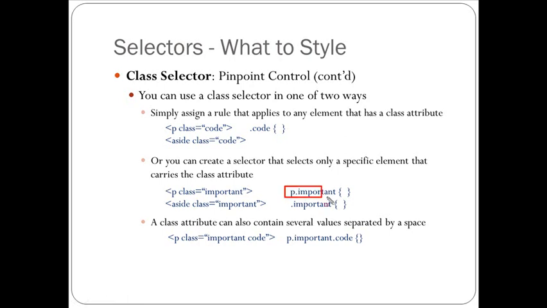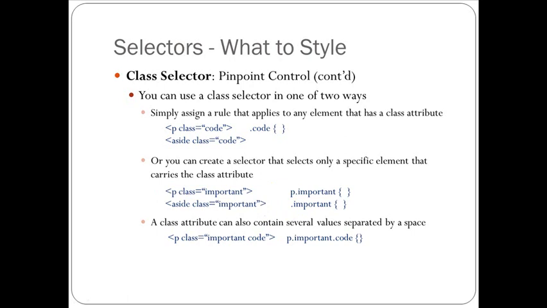So again, here on the right, we have a selector that is p.important. That's read as any paragraph tag with the class of important. Well, that would only apply to this. This one is not a paragraph tag. It's an aside tag. So any declarations in this declaration block would only apply to the paragraph tag here. However, since this is just a class and it's not associated directly with an element, this would apply, just as the one above, to both of these.